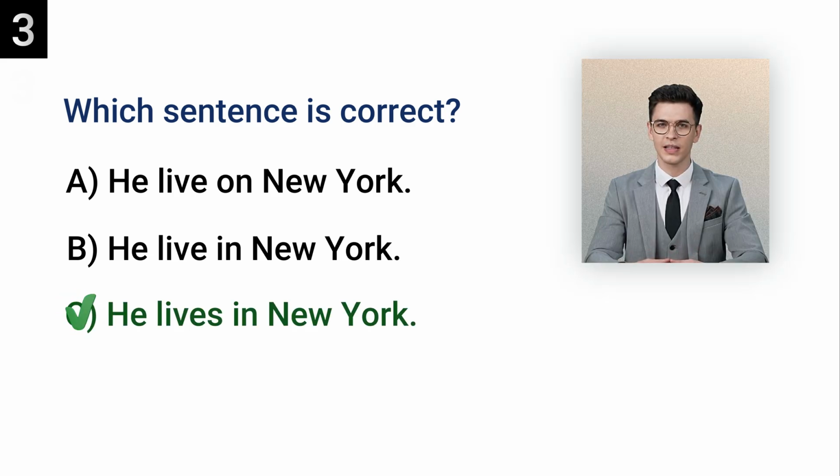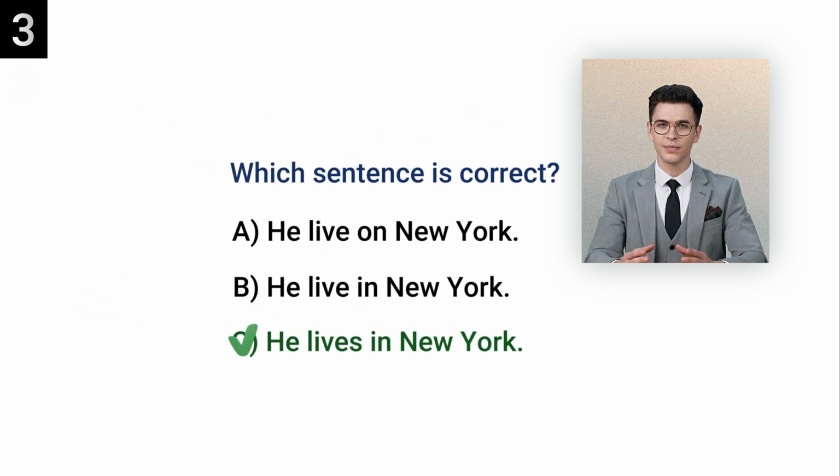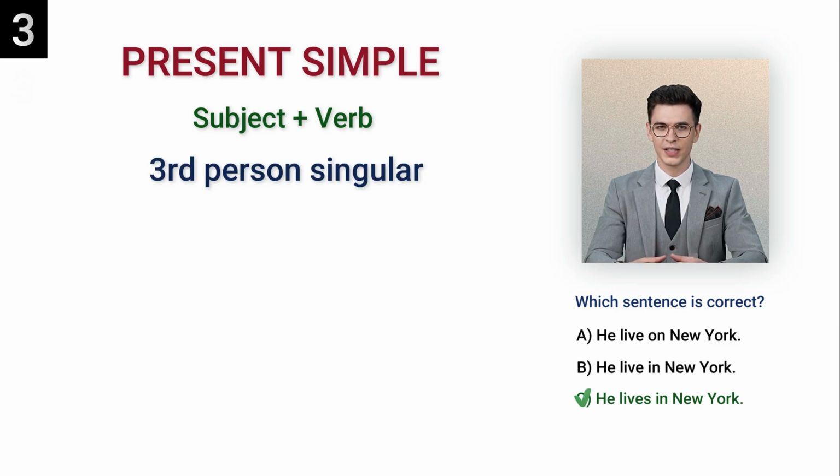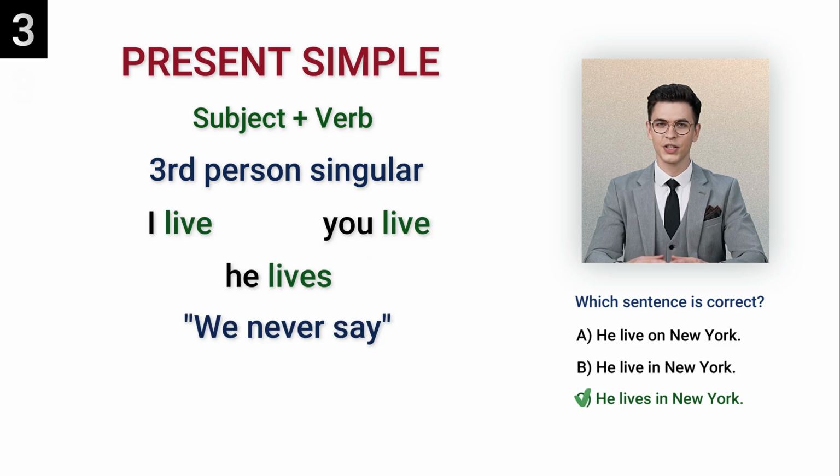The answer is he lives in New York, but why? Because this is present simple. In present simple we have subject plus verb, and when the subject is third person singular, which is he, she, or it, the verb takes an S. So I live, you live, he lives. In addition, we never say on New York, we say in New York: in plus city, not on.